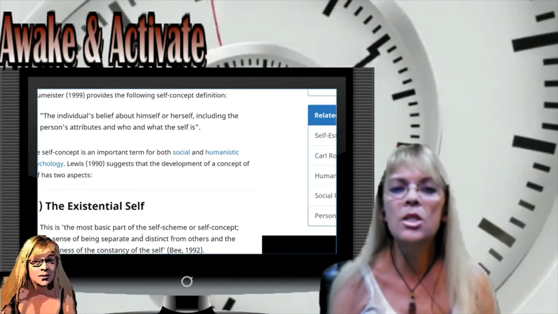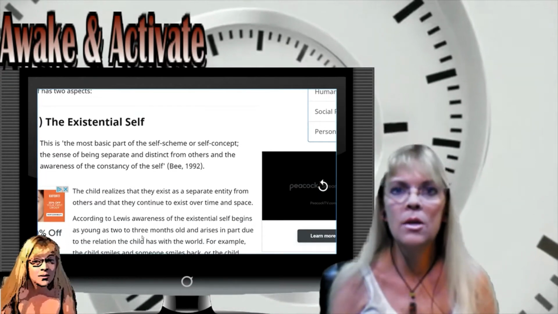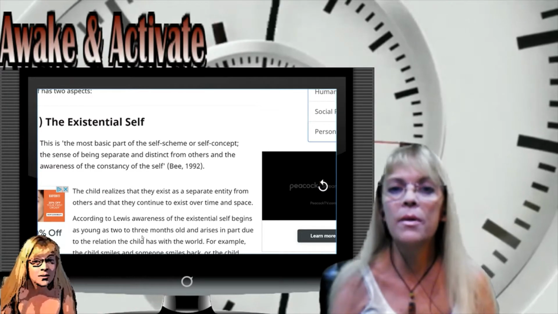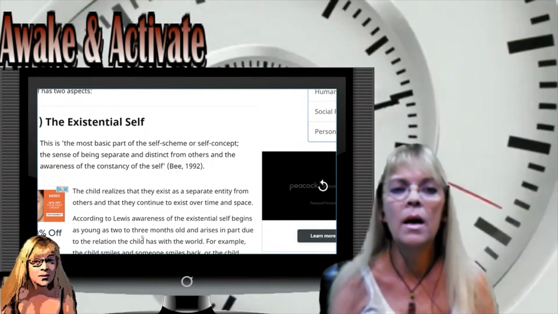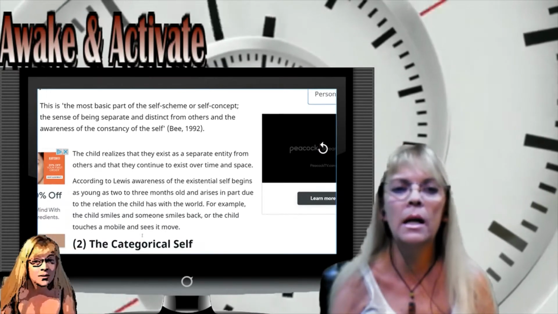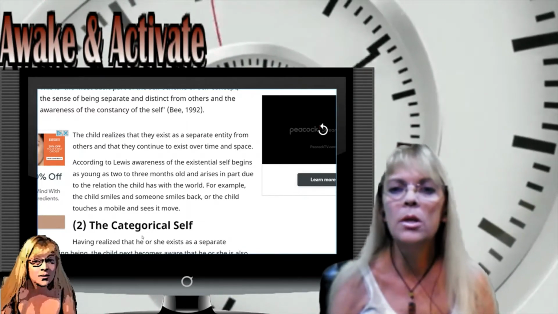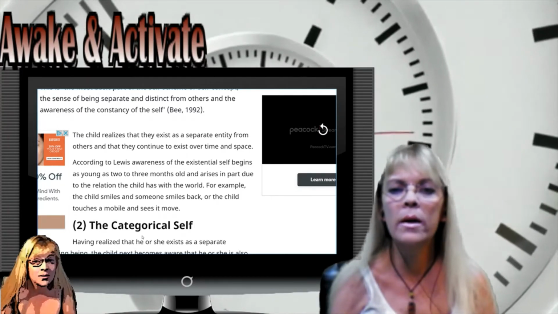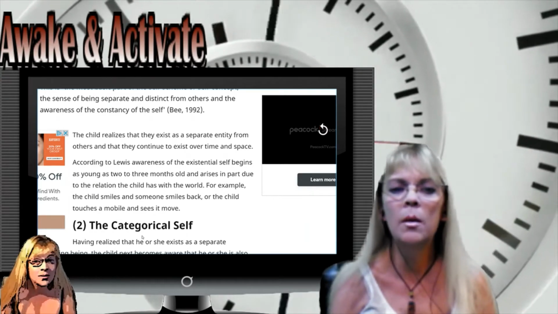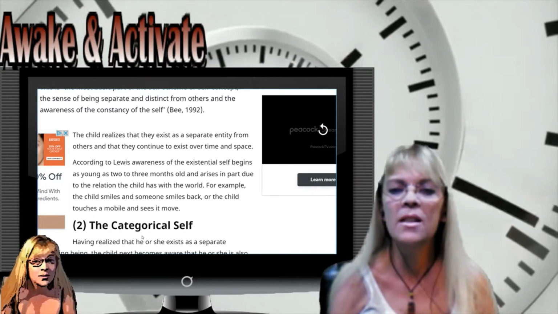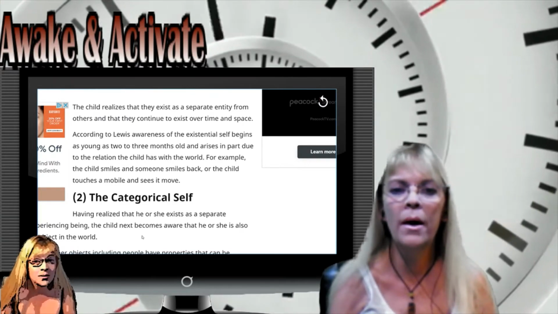Lewis, 1990, suggests that the development of the concept of self has 2 aspects. Number 1, the existential self. This is the most basic part of the self-scheme or self-concept, the sense of being separate and distinct from others, and the awareness of the consistency of the self. The child realizes they exist as a separate entity from others, and they continue to exist over time and space. According to Lewis, awareness of the existential self begins as young as 2 to 3 months old and arises in part due to the relation the child has with the world. For example, the child smiles at someone and they smile back, or the child touches a mobile and sees it move.